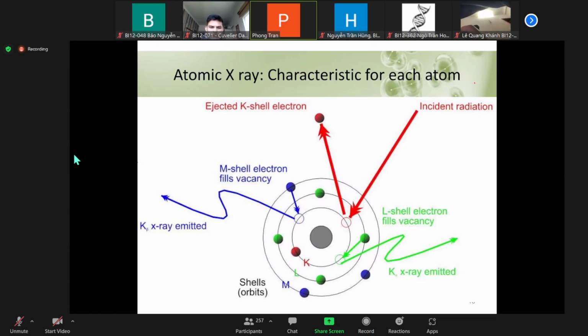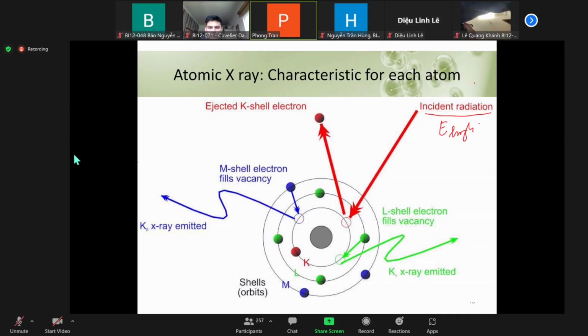to make sure that you can remove the core electron, you need to send a beam of incident radiation with very high energy. So you can remove the core electron. But if you send the incident radiation with low energy, then you remove only the shell electron, the outer electron.